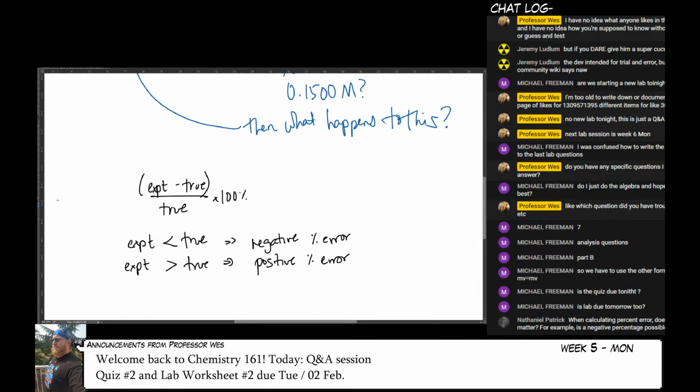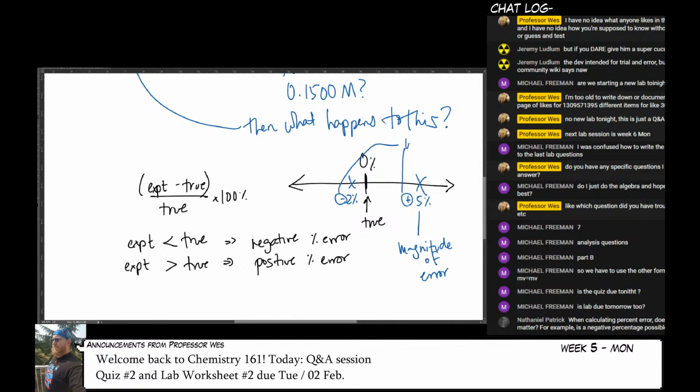Now, if you think of your results as like a number line, where this is the true answer, which would be 0% error, what your percent error basically does is the bigger the number is, the further you are away. So this would be 5% error, whereas this might be negative 2% error, something like that. The number just tells you how far away you are, so the magnitude of your error. And then I'm going to add a little plus here. And the sign just tells you which direction the error is.